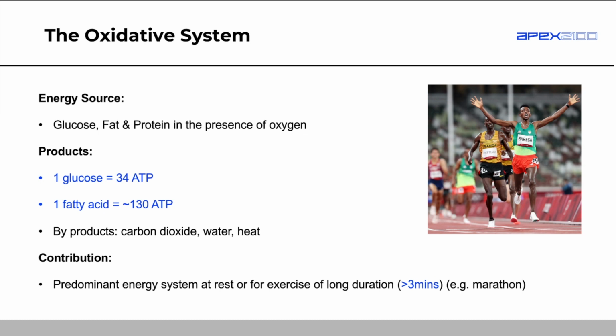There's a few byproducts. So the breakdown of glucose or fatty acid through the oxidative system results in carbon dioxide, water, and heat. In terms of contribution, the aerobic system is a predominant energy source during rest and also for long duration exercise. It supports that continuous low to moderate intensity activity by providing a steady and sustainable supply of energy. So it becomes a predominant pretty much after 3 minutes.